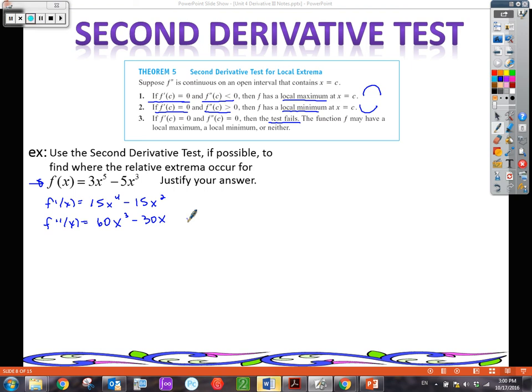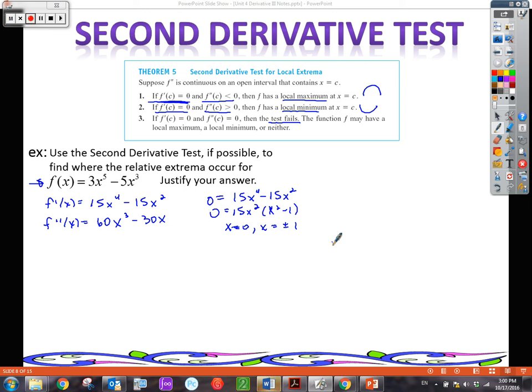So the first thing we're looking for is if the first derivative is 0 anywhere. Let's set the first derivative equal to 0 and see what's happening. I'm going to factor, and I'm left with, okay, x could be 0 or x could be plus or minus 1. So there are 3 places to check.